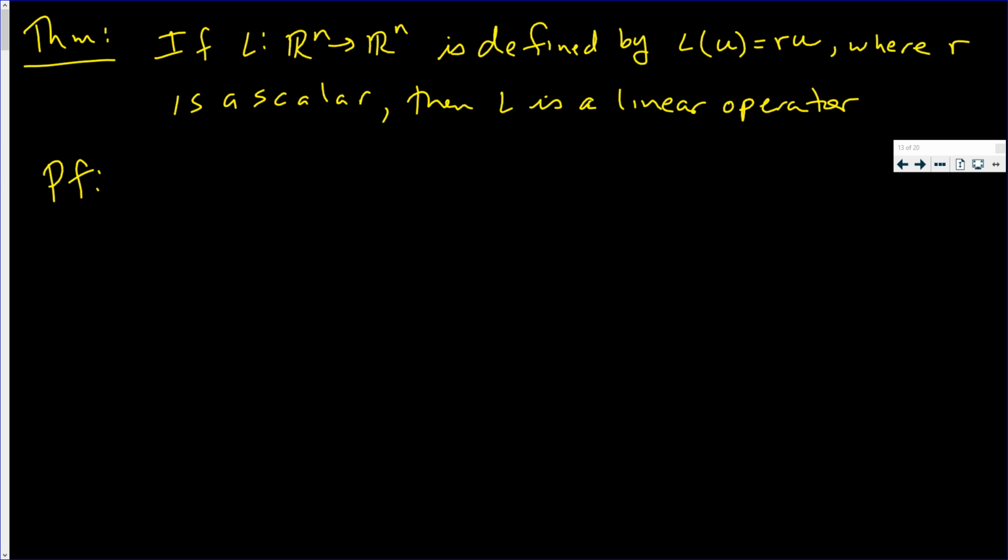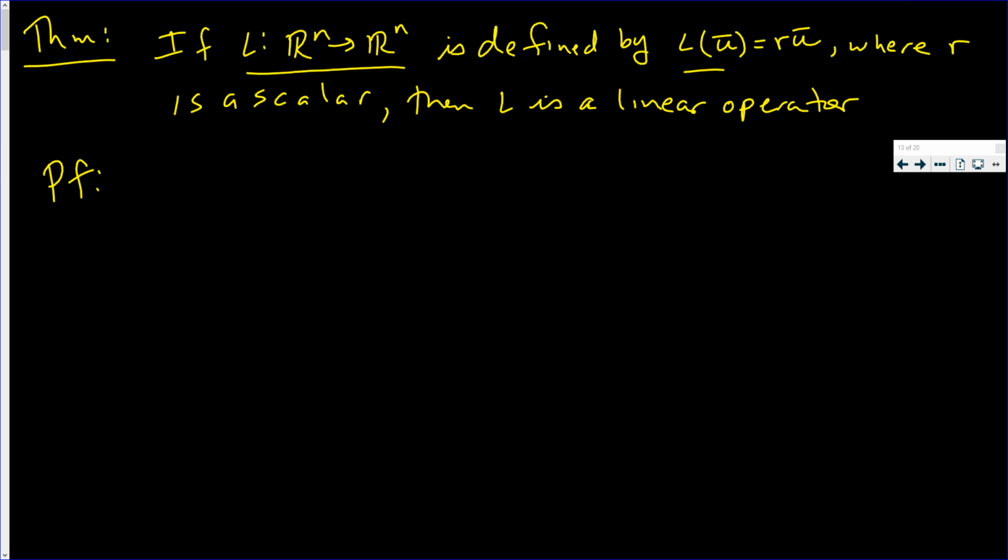I'm going to prove in this video that if L is a mapping from Rn to Rn, so it maps a vector from Rn back into Rn, and it's defined by L of u is just r times u, that is, r is a scalar, then L is a linear operator.